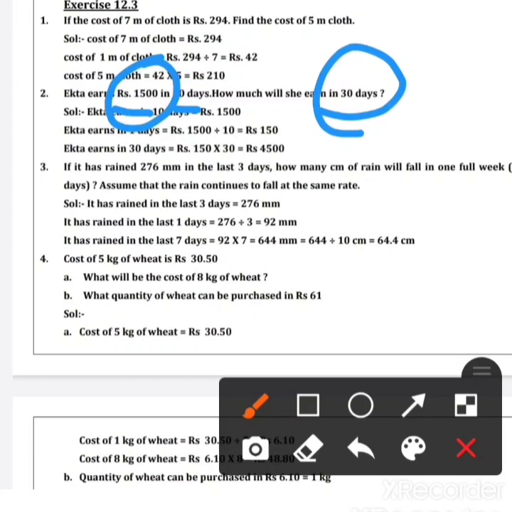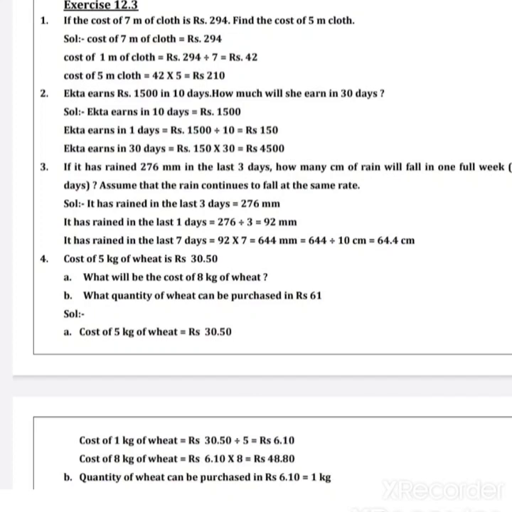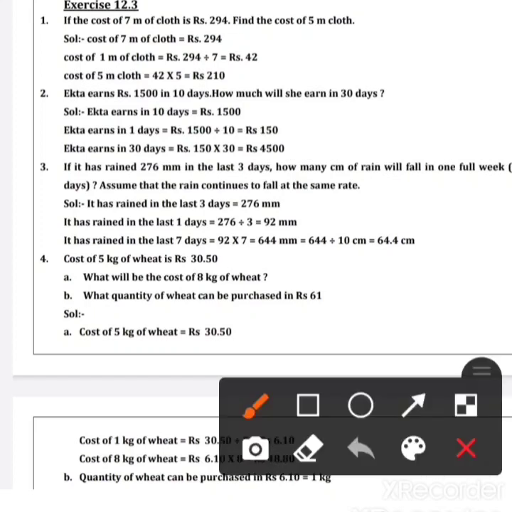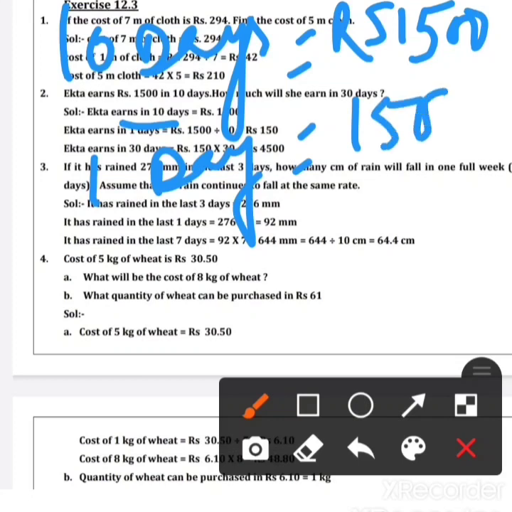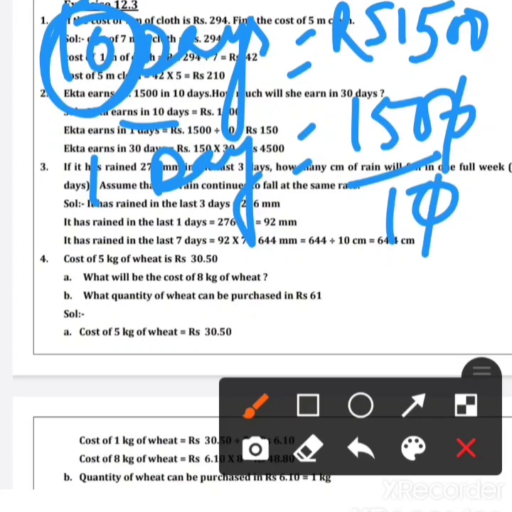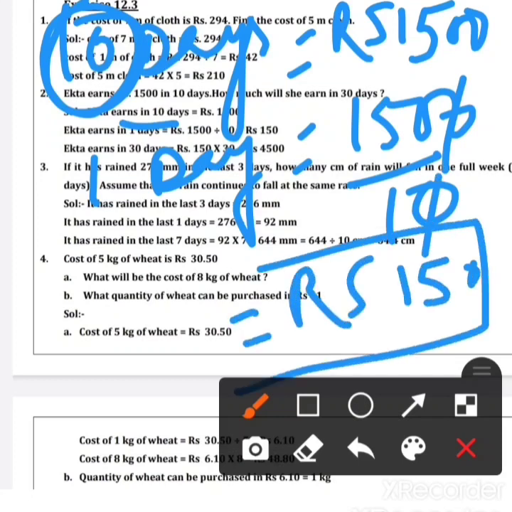First we find what Ekta earns in 1 day. Ekta earns in 10 days rupees 1500. And in 1 day, she earns 1500 divided by 10 days. That is rupees 150. It means Ekta earns rupees 150 in 1 day.